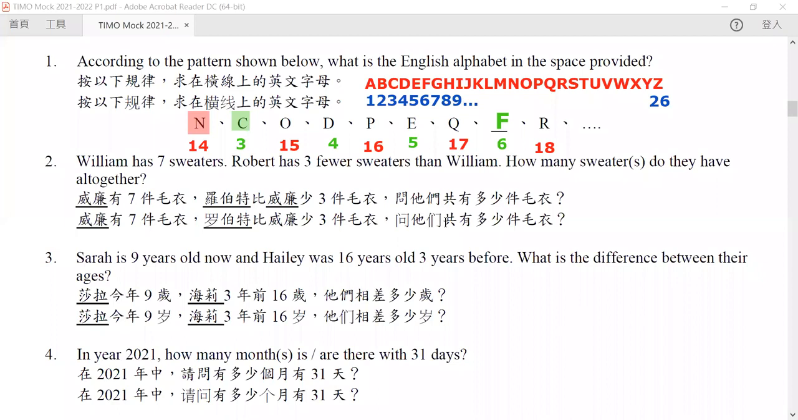So in this question, the answer shall be F. So this is our first question. Is there any question? Now, if there's no question, then we will go on to our second question.